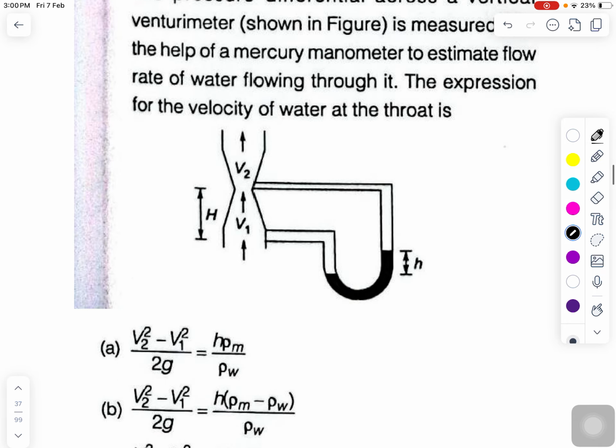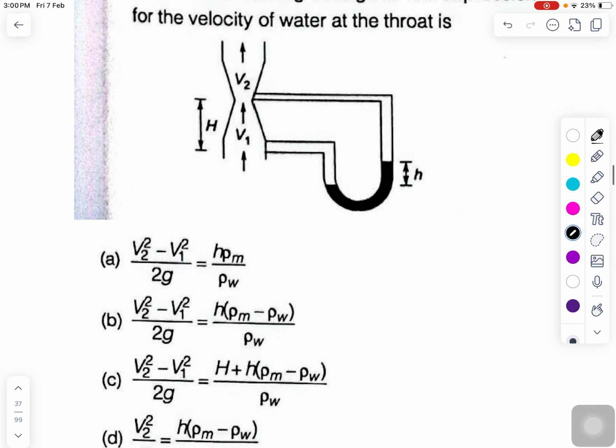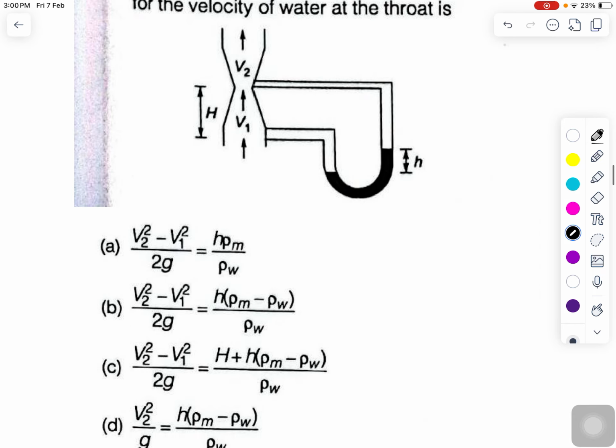The expression of the velocity of the water at the throat is. So let's try to understand this. In this diagram, I see this level, another level here, and another level here. Let's say I am assuming this one is h1. Is that clear? This is your point 1, and this is point 2.